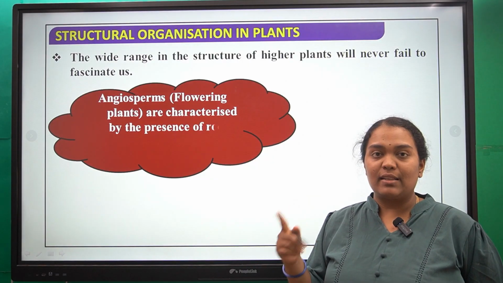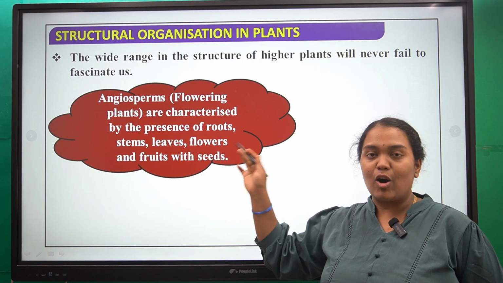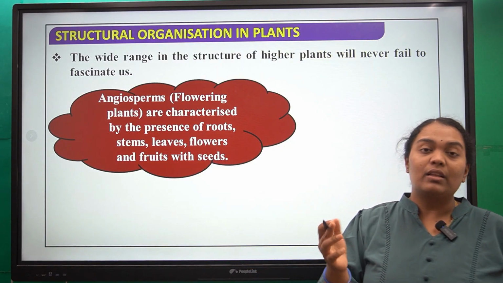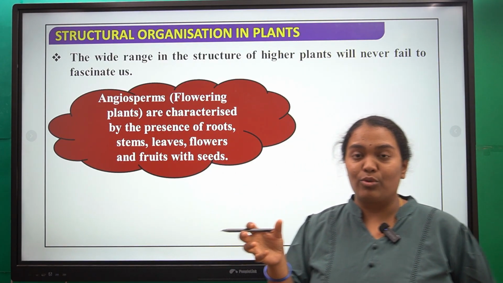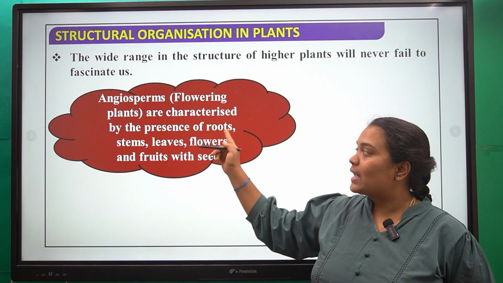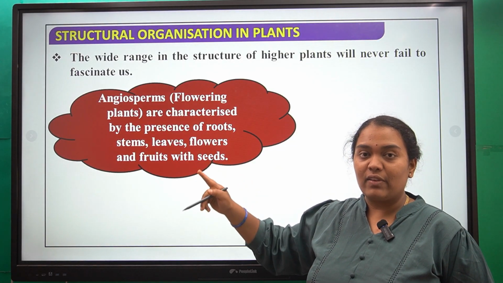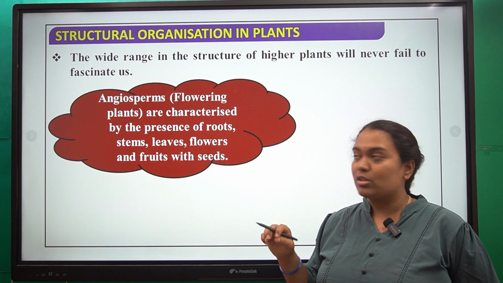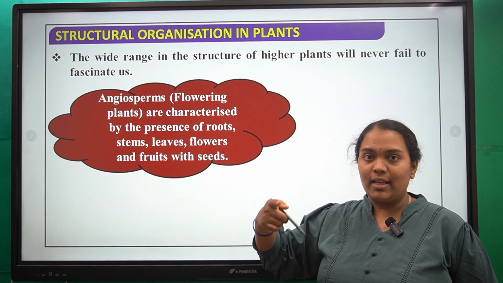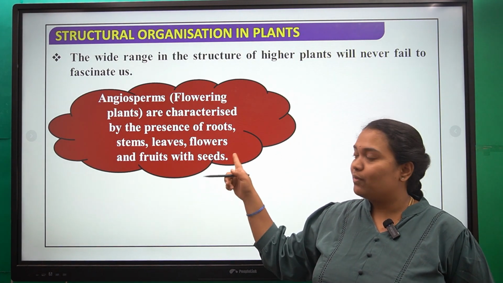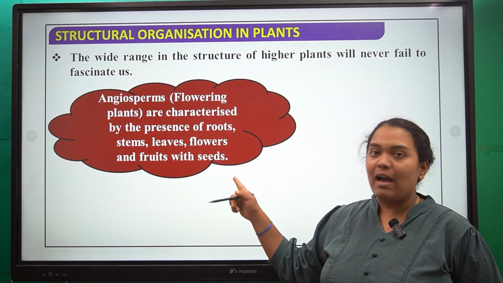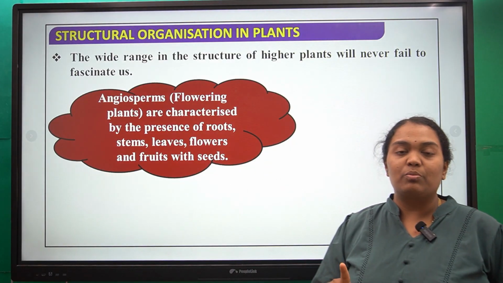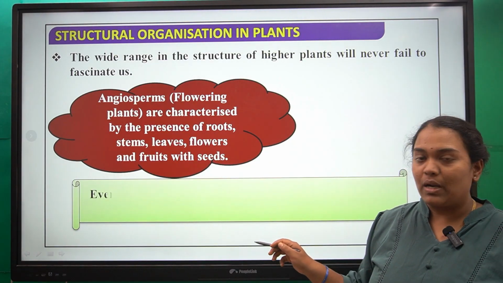Angiosperms, as already said in the plant kingdom, are the organisms or plants which have the ability to produce flowers along with seeds which are covered by a fruit. So flowering plants are characterized by the presence of true roots which take up the minerals and water from the soil, stems, the main body. On the stem you have the leaves, flowers and fruits which have seeds inside them. So whenever you say an angiosperm, all these features should be covered in this organism or plant.